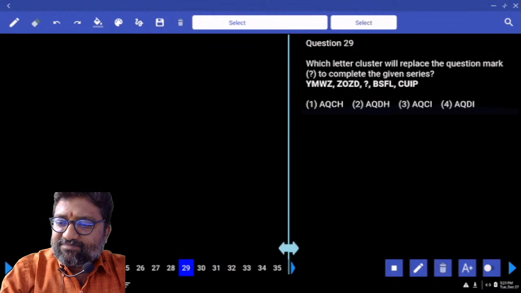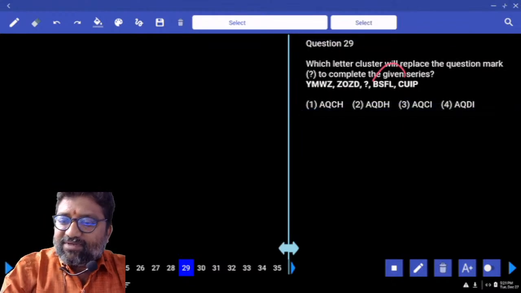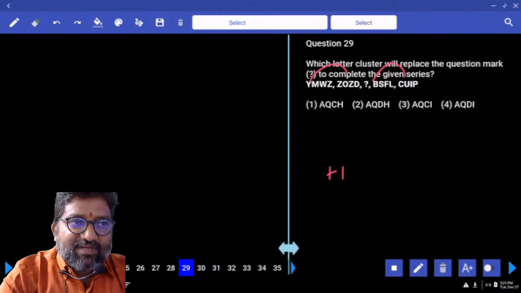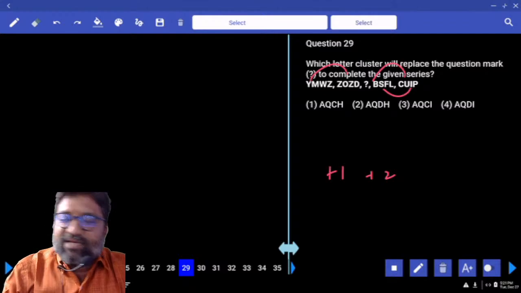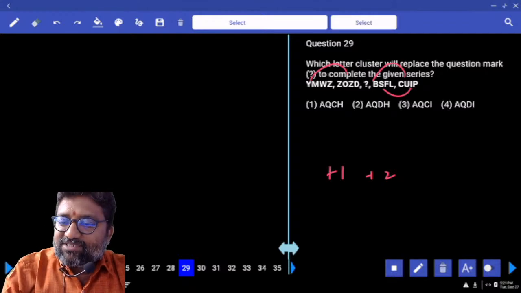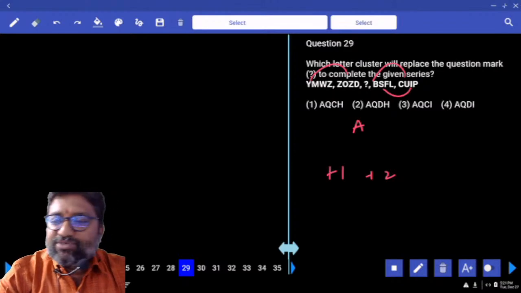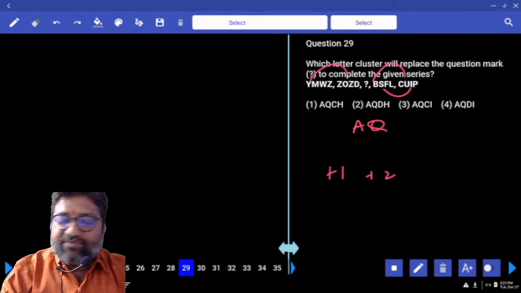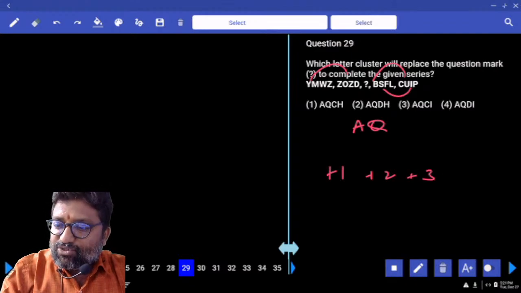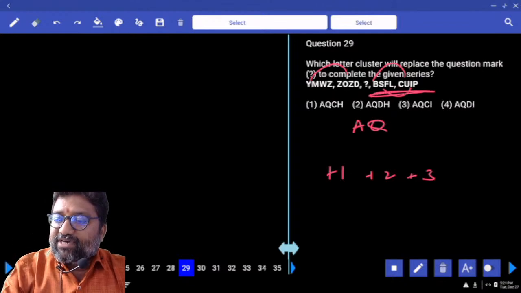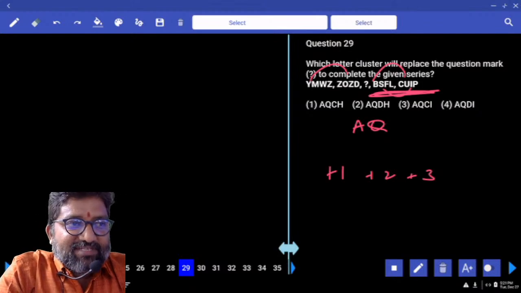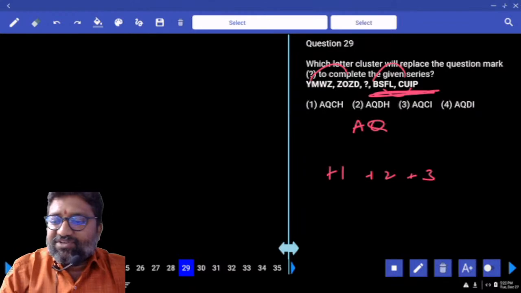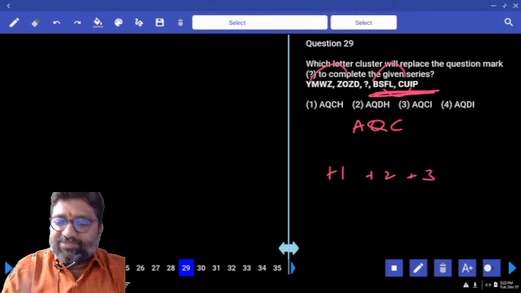25, 26, 1, 2, 3, that means plus 1. Let's go for the second letter. 13, 15 plus 2, 19, 21 plus 2. Obviously plus 2. Z plus 1 is how much? A. 15 plus 2 is how much? 17. What is 17? Q. Next is 23, 26 plus 3. Look here, 6, 9, I am going with these two. 6, 9 plus 3. So obviously Z is how much? 26. Plus 3 is nothing but 3. What is 3? C. A, Q, C. How many options? 2 options.